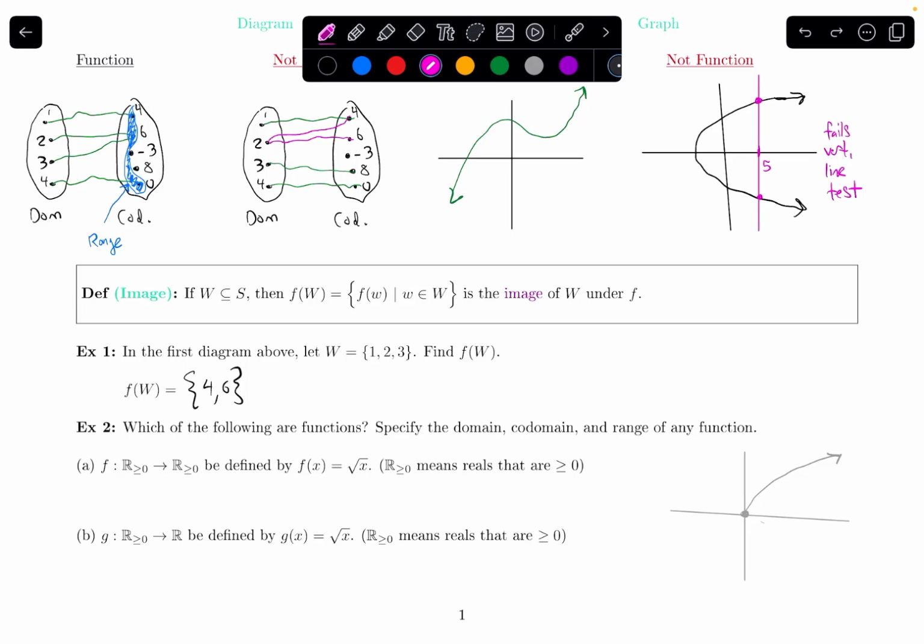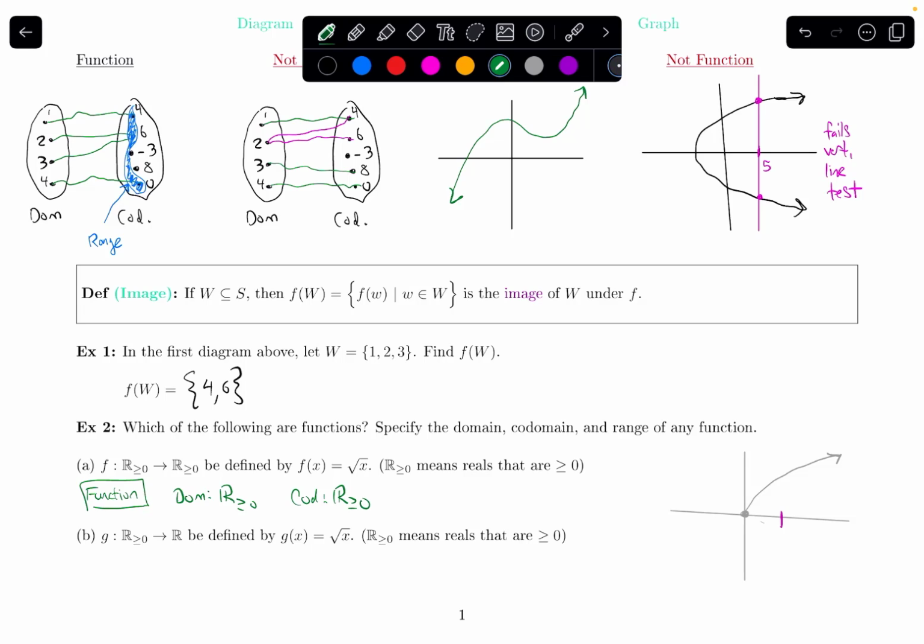And if I look at this graph, clearly there's no input that has multiple outputs. This is going to pass the vertical line test. So it is a function. The other thing that's important for it to be a function is that the domain and codomain are specified. So the domain is specified here. It's my reals greater than or equal to 0. Same thing for the codomain. The codomain is specified here, which is also reals greater than or equal to 0.